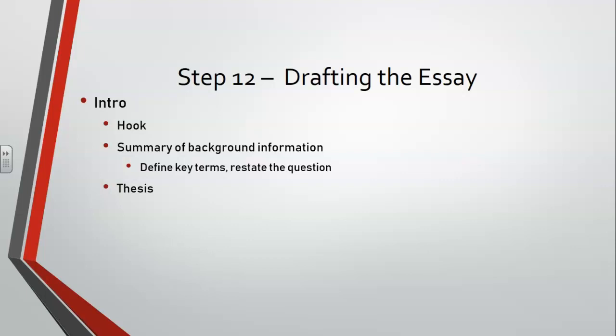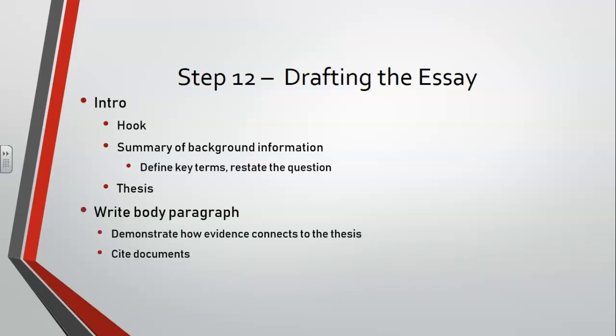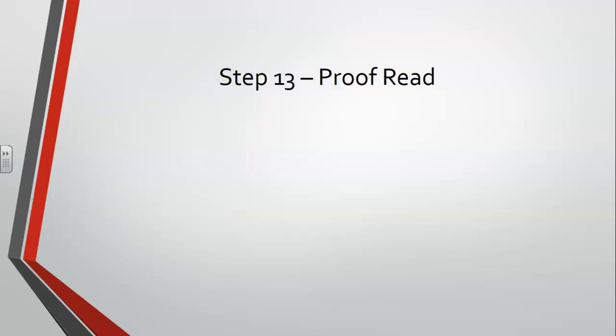Something does something because of reasons. Puppies chew because they are teething. You need to then write your body paragraph, demonstrate how the evidence is going to connect to the thesis, and you need to cite your documents. According to document A, blah, blah, blah, document B states blah, blah, blah, or give the quote that's in document C and then cite in parentheses or brackets document C, something like that. Conclusion, you simply restate your thesis. Although they seem annoying, because they're teething, puppies chew, right through there.